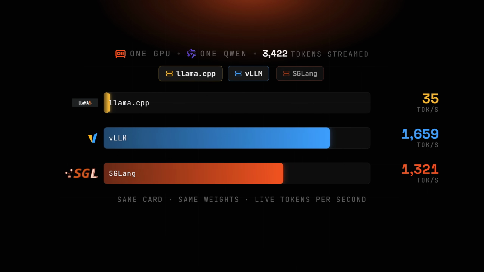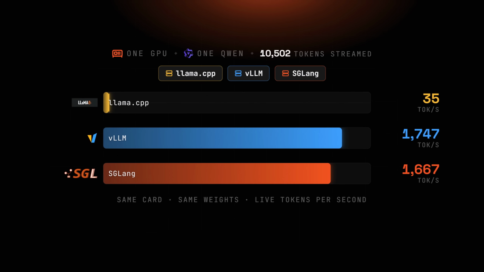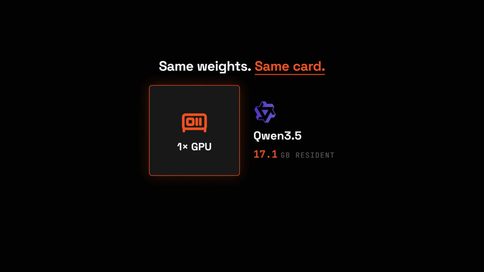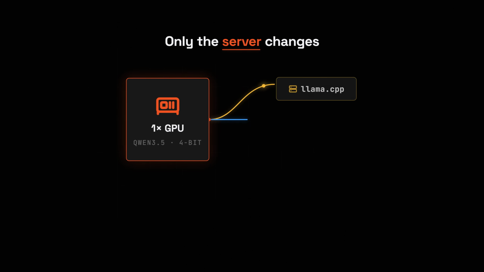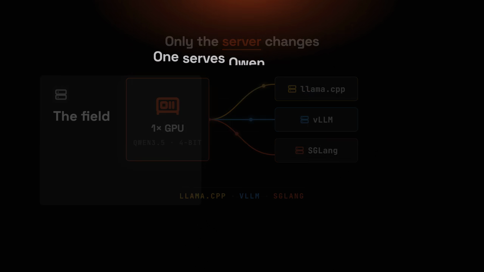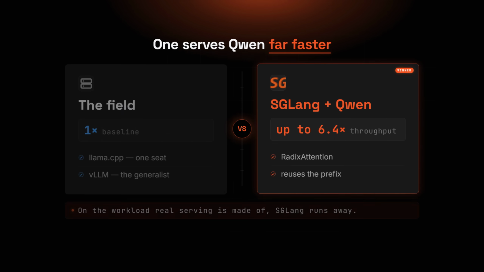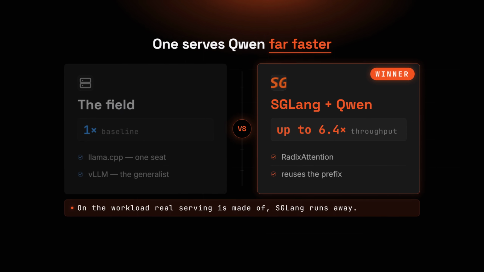3 servers, 1 GPU, 1 Qwen model. Watch the tokens per second climb, same weights, same card. The only thing that changes is the server in front of them. One of these serves Qwen faster than the other two, and not by a rounding error.